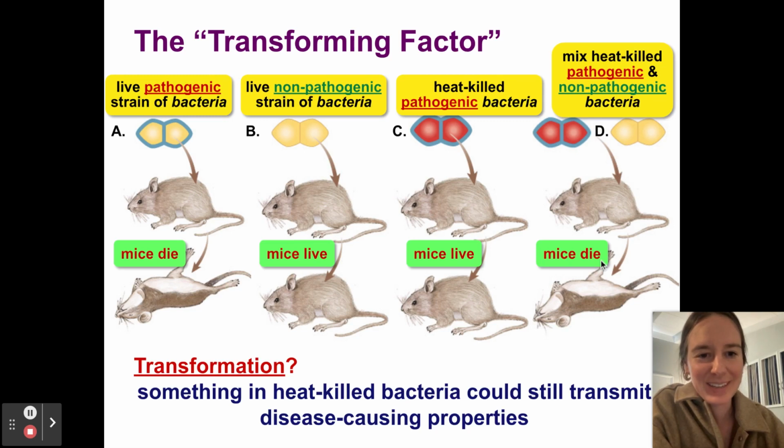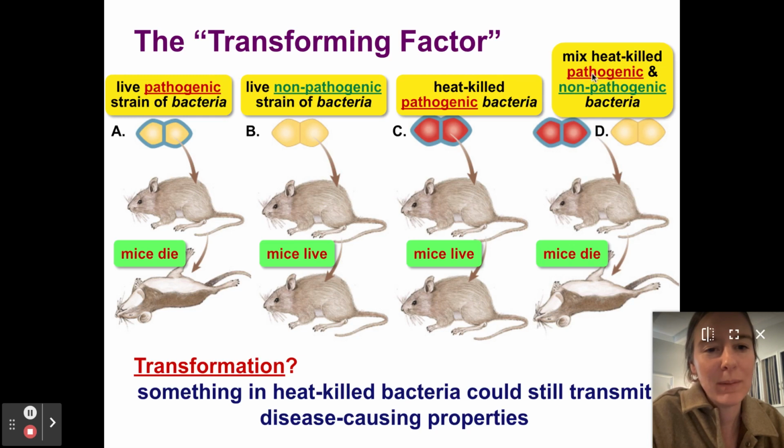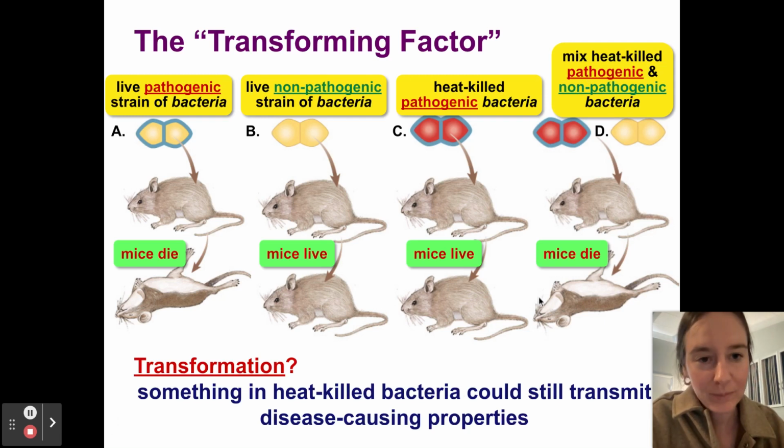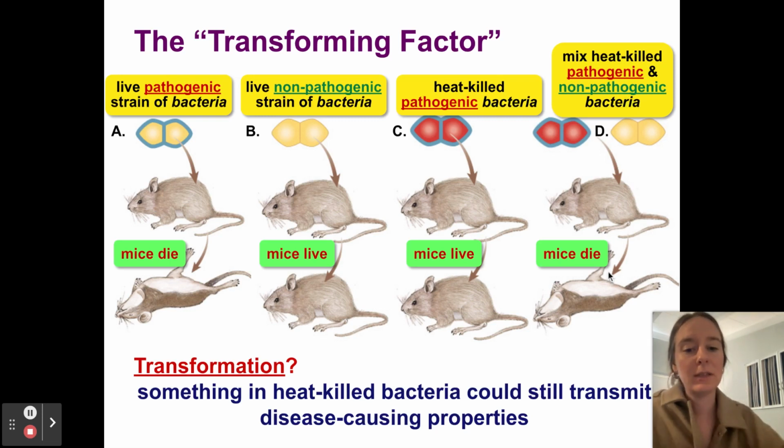Injected it in, and the mice die. So what did he find? He found that there's something about this pathogenic bacteria that can be passed to the non-pathogenic bacteria that causes the mice to pick up something that the pathogenic bacteria had before. There's something in this heat killed bacteria that could still be passed on to the living non pathogenic, the healthy bacteria, and cause the same disease killing properties.